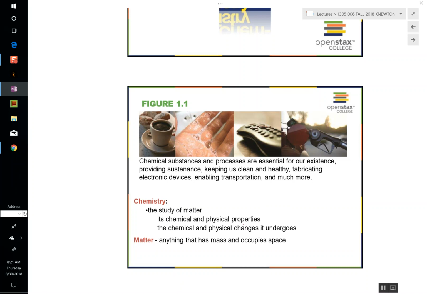So we distinguish between those: chemical changes and physical changes. You can take water and freeze it, turn it into ice. That's a physical change. You can take water and react it with sodium, and you're going to get a chemical change.